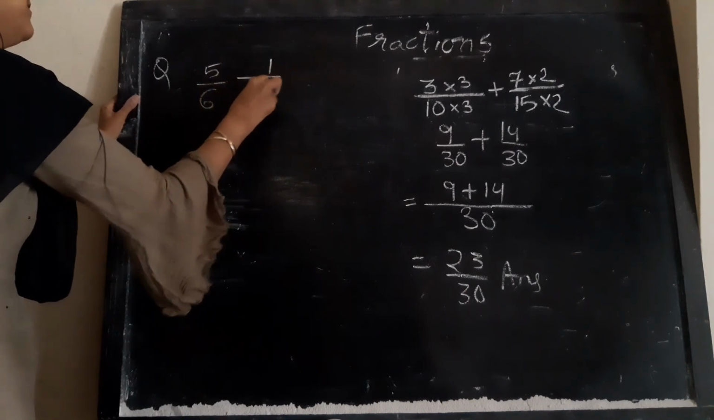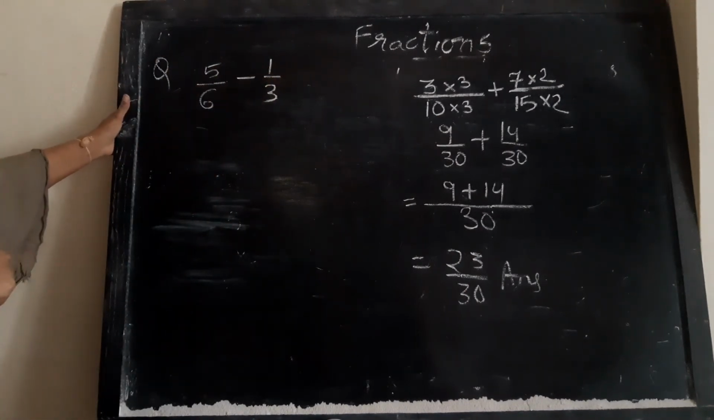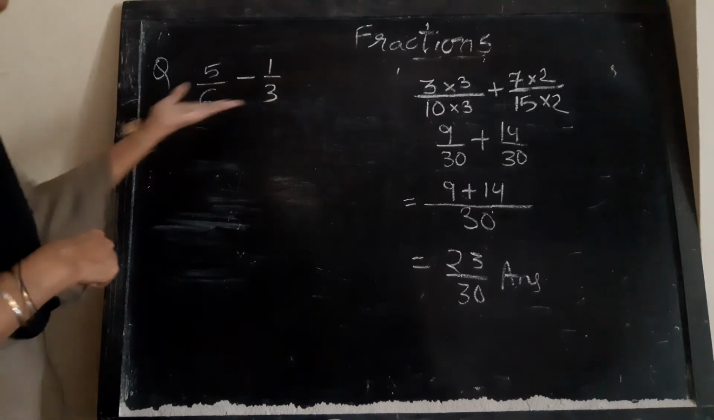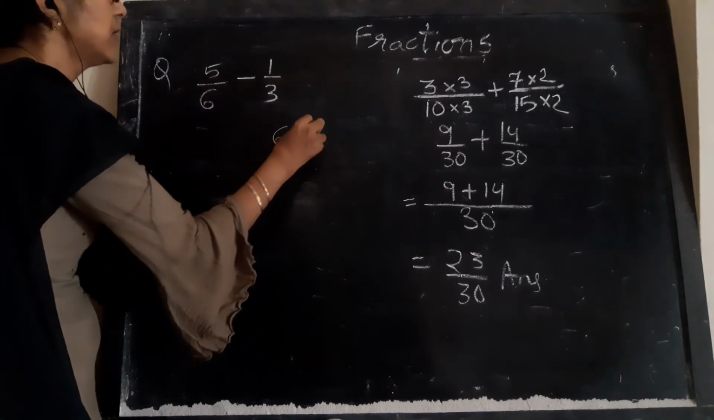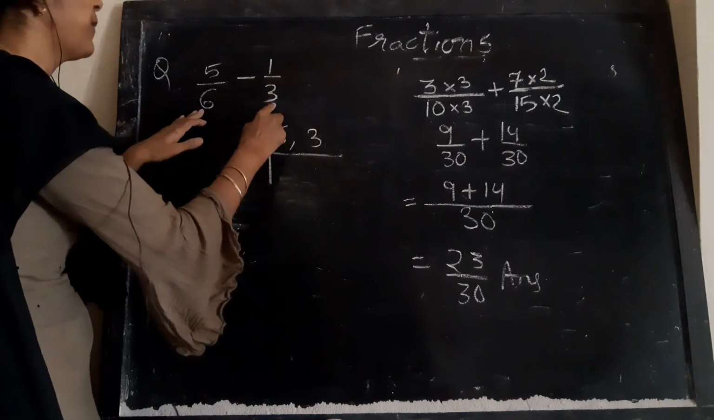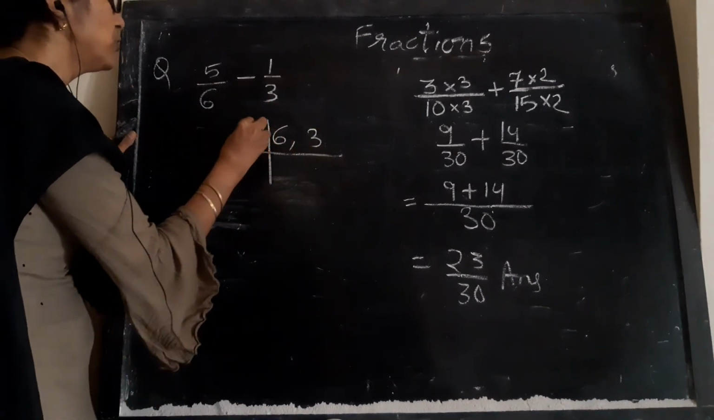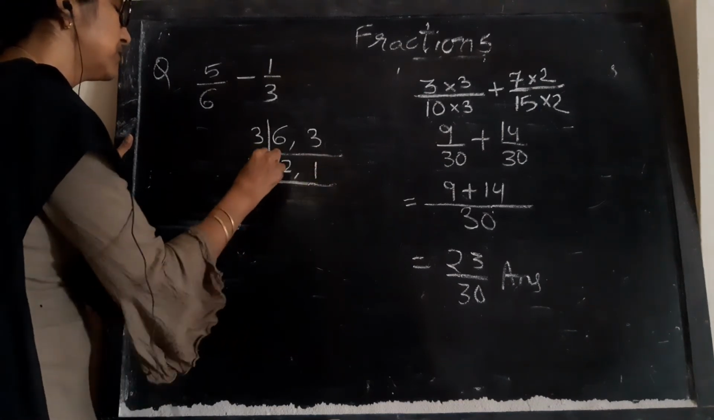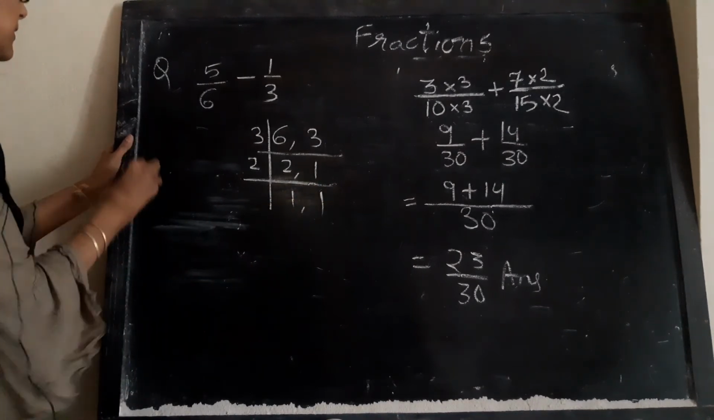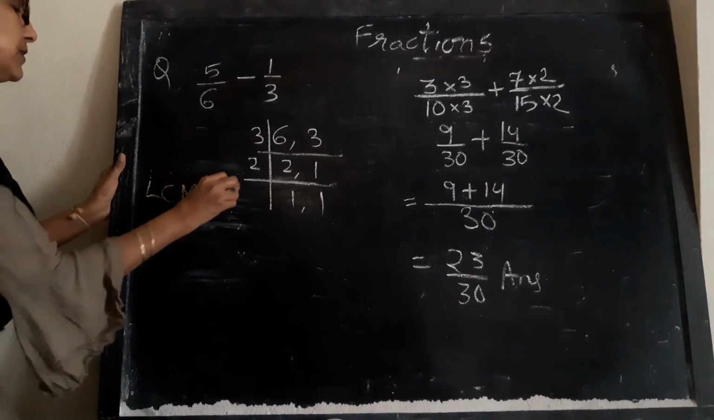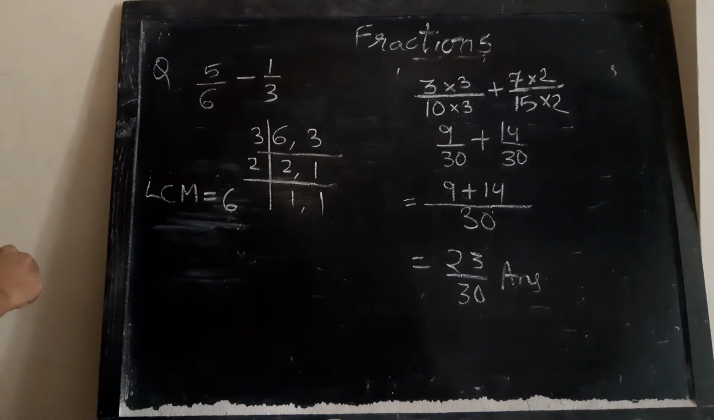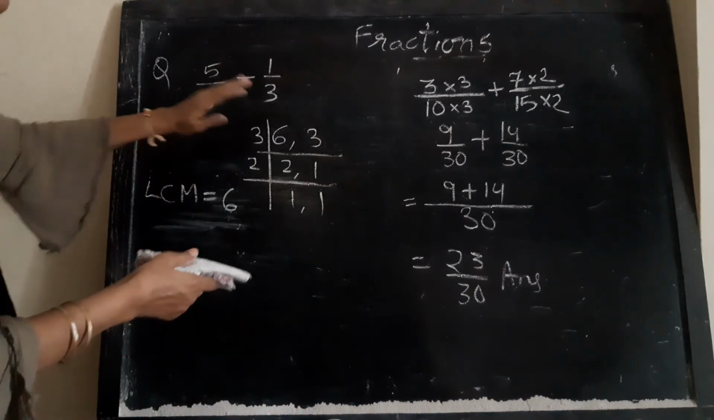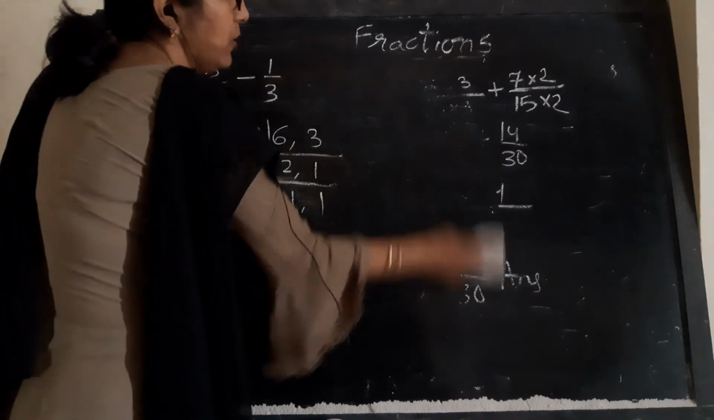minus 1 upon 3. Again you can see that the denominators are different. So you cannot add or subtract them. Yet we have to subtract. So first of all, take the LCM of the denominators 6 and 3. 6 and 3, both of them are divisible by 3. 2 times 1, and 1. So the LCM is 6. So the next thing to be done is convert the denominators to the LCM, 6. Then we can subtract.